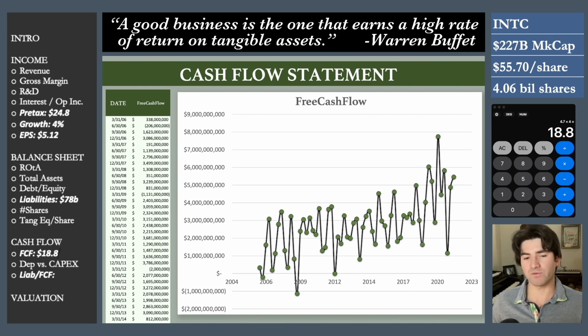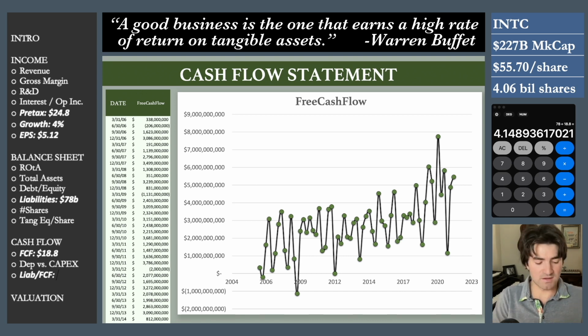Real quick though, that ratio, I'm going to do that fast. All right, so 78 billion divided by 18.8. So this is all of the liabilities for the company divided by their free cash flow per year, and this tells you how many years it would take for a company, if it wanted to just pay off all of its debt. It's just another good way to get a feel for how leveraged a company is. So they could do it in 4 years. The liability to free cash flow, the debt to equity, the interest per operating income, those are all really like 3 different ways to tell the same story.